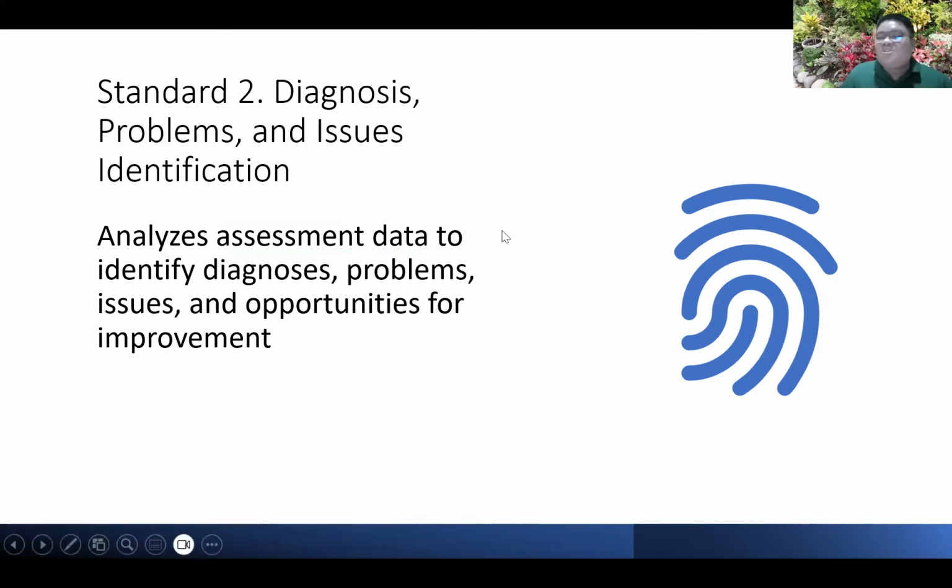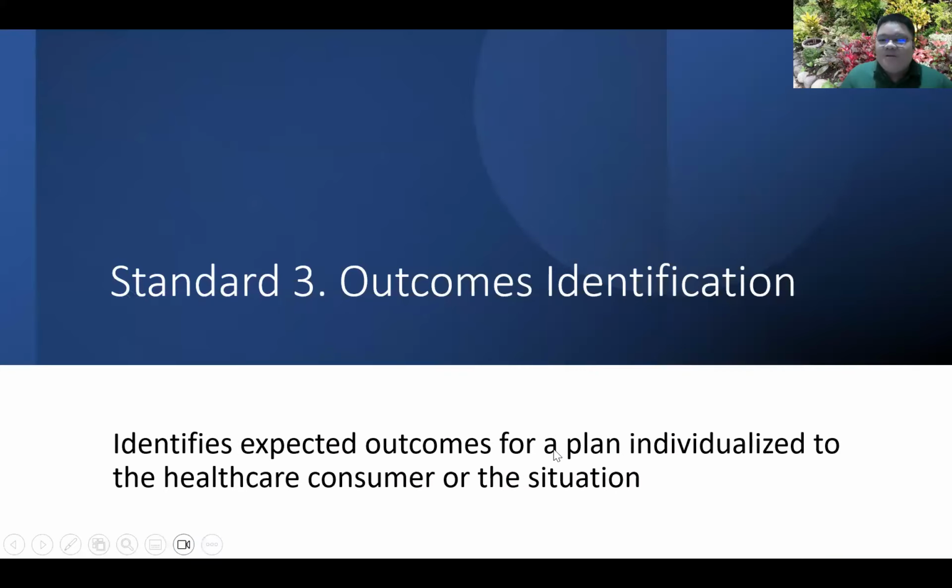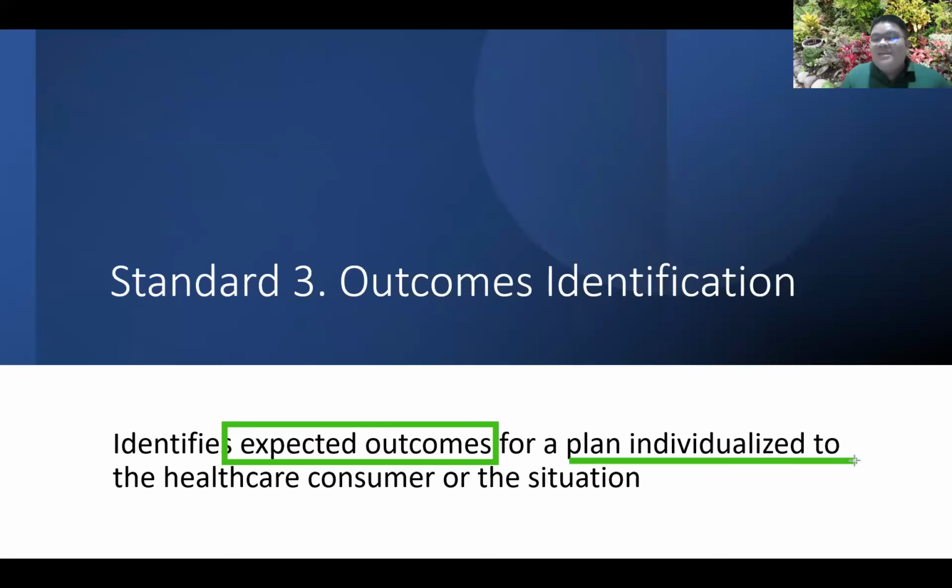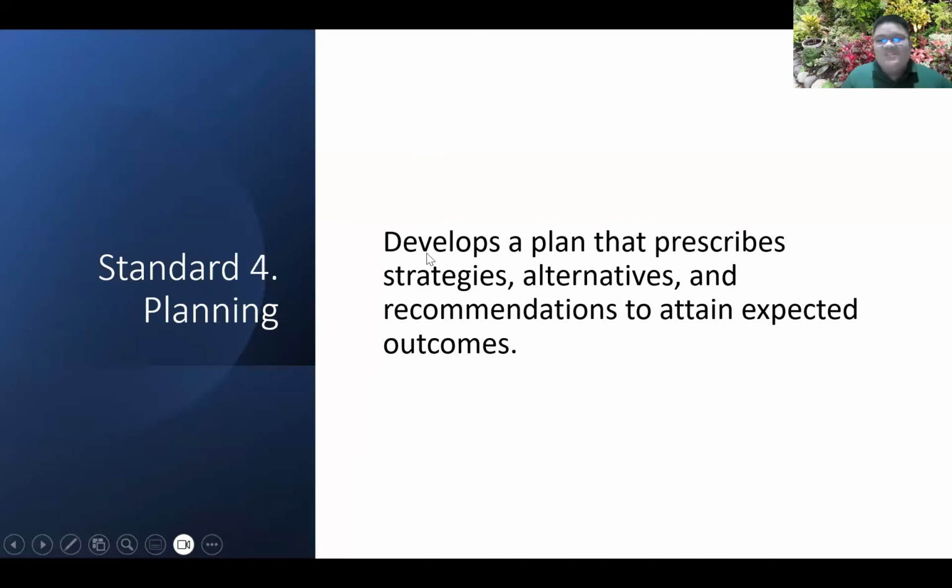or information technological system. Standard 3, outcomes identification. And when I talk about outcomes identification, this is the time that you identify the expected outcomes to plan individualized to the healthcare consumer or the situation. Okay? So as what we always repeat, the plan should be individualized to our respective patients.